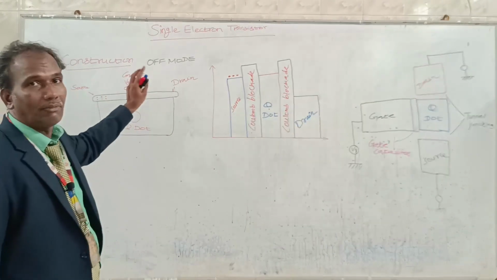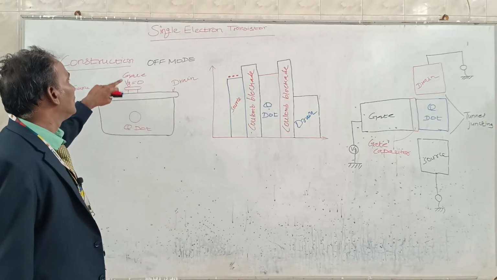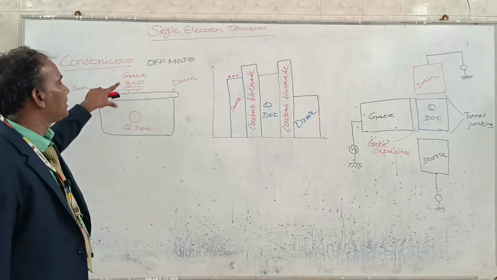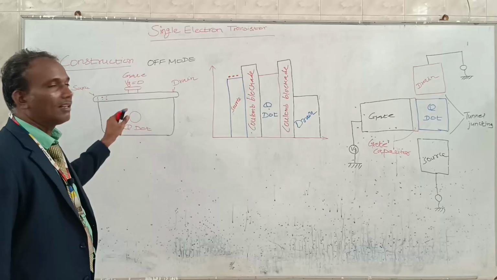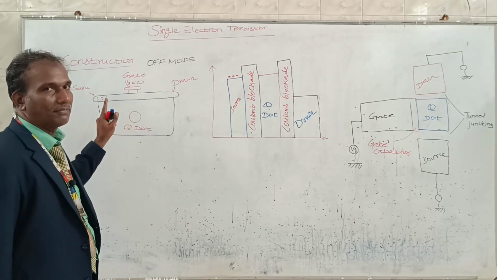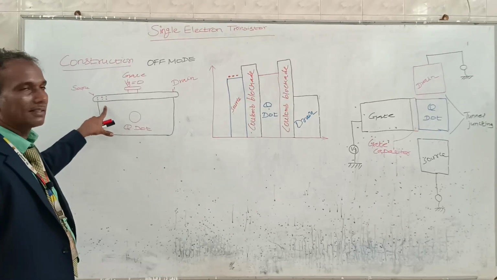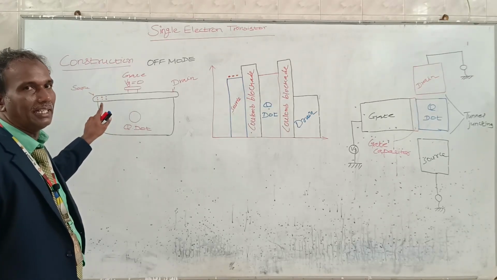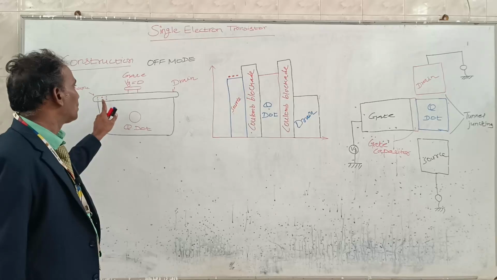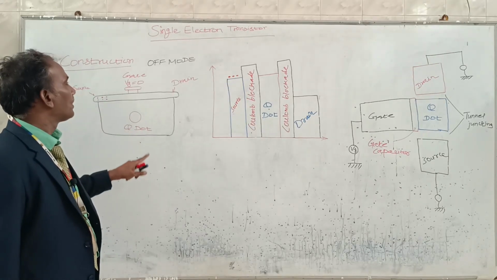So this is the off mode. Here the gate voltage is equal to 0. That means it is not operated. Actually it is in the off state. So the electrons which are in the source stay in that place only. They will not move from the source. They will be there only.